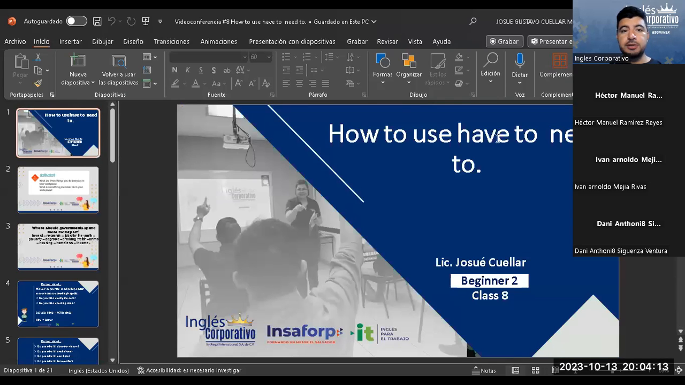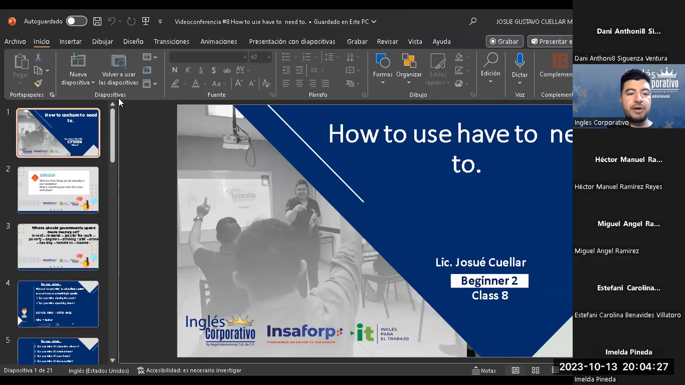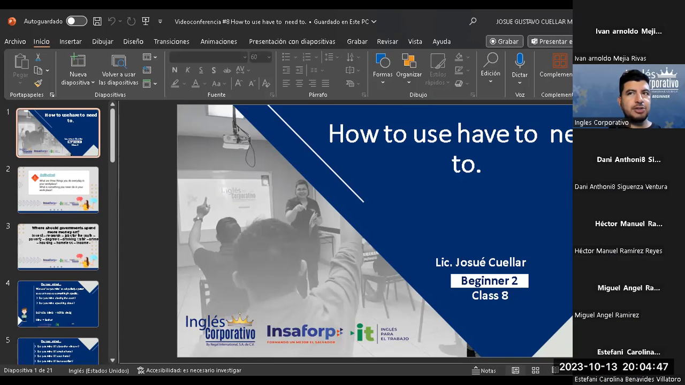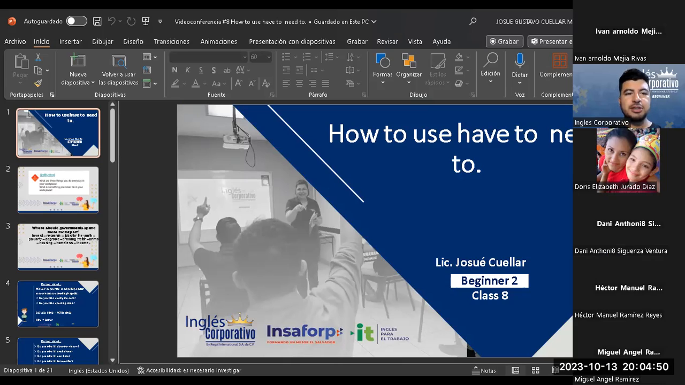This is the topic that we're going to study tonight. How to use have to and need to. Ese es el tema. When we say have to, we refer to an obligation. For example, you have to finish the report today. Tienes que terminar el reporte hoy. And the other is practically like an obligation, but not so urgent. For example, you need to complete the inventory this week. Necesitas completar el inventario esta semana.